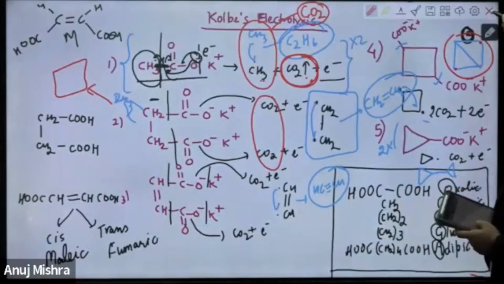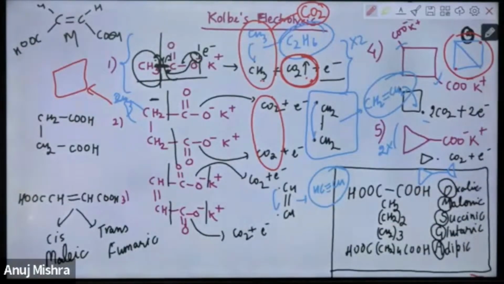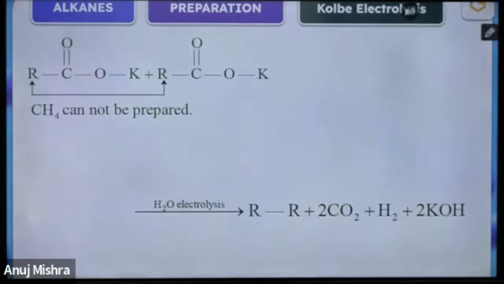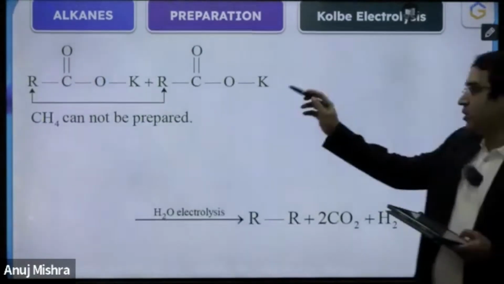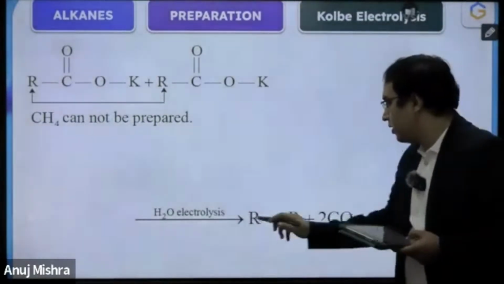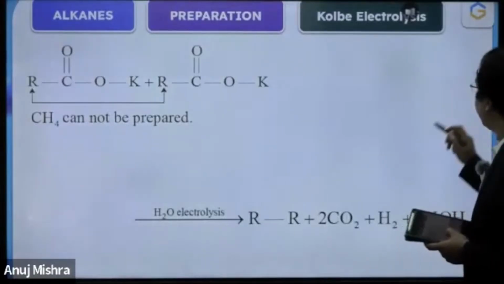So can methane be prepared by this reaction? Can methane be prepared by this reaction? No, because methane has just 1 carbon. So we can't get it. Good. So methane cannot be prepared by this reaction. Answers are clear. Ratio with CO2.